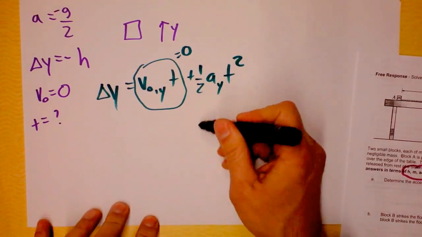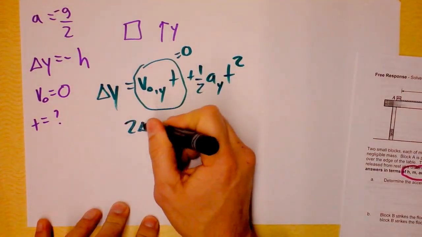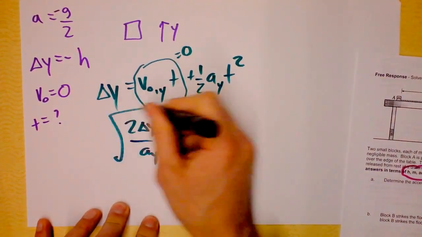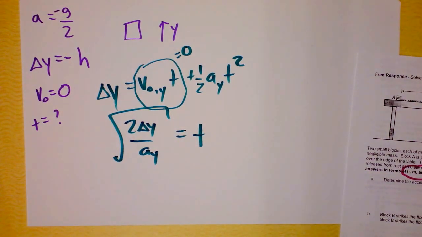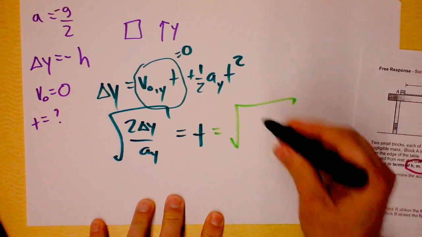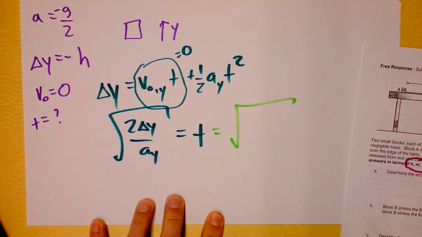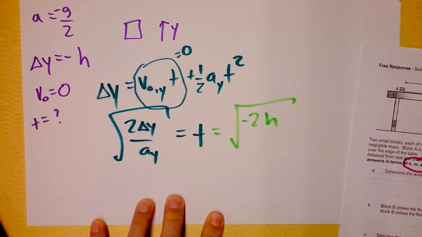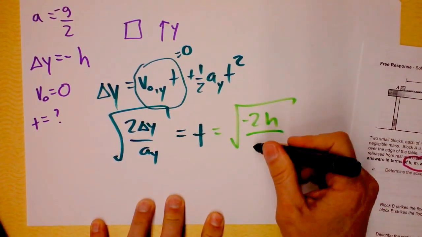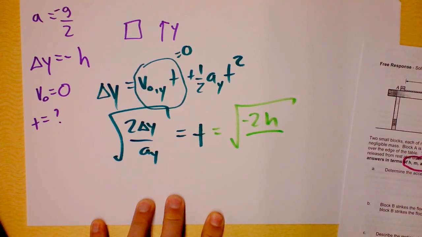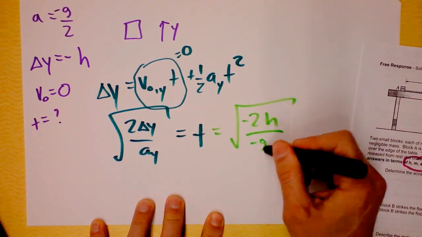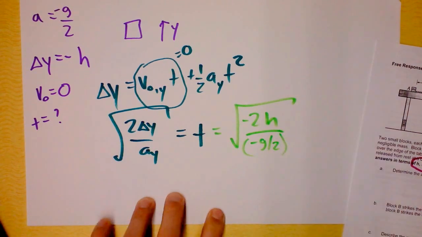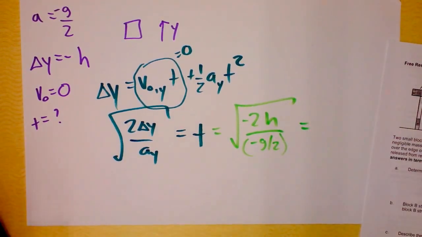True. Trying to solve for t, you get 2 delta y divided by a_y, all under a square root. Okay, time to plug in. Just plug in delta y. 2 times negative h, divided by negative g over 2. I have some reticence at doing this, but we can work it out later. Alright, let's work it out. Just multiply by 2 over 2.